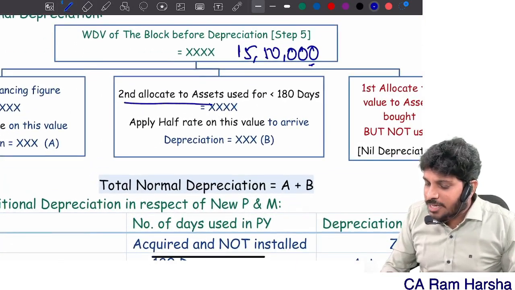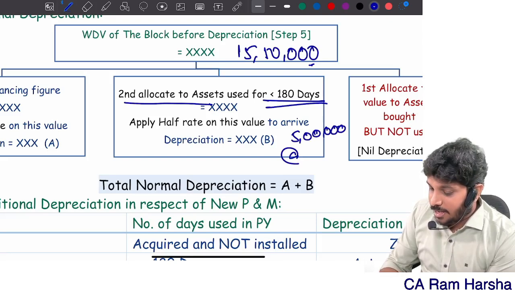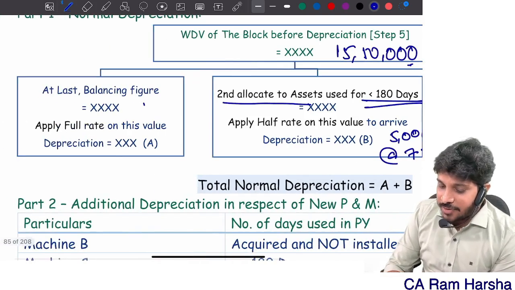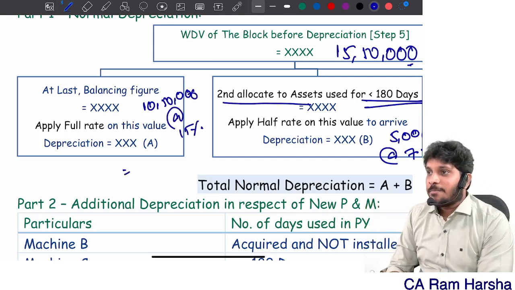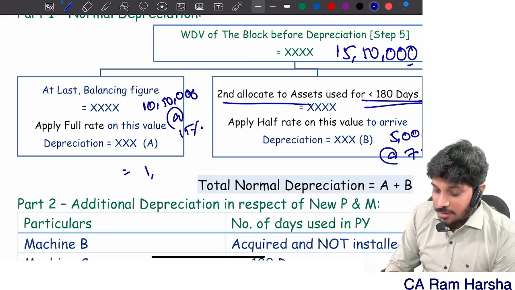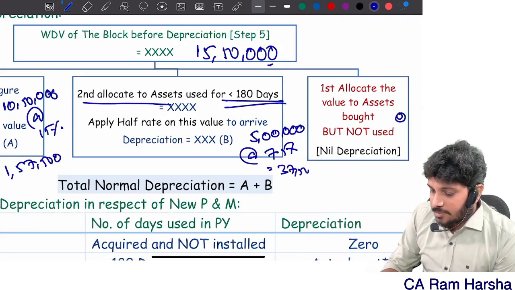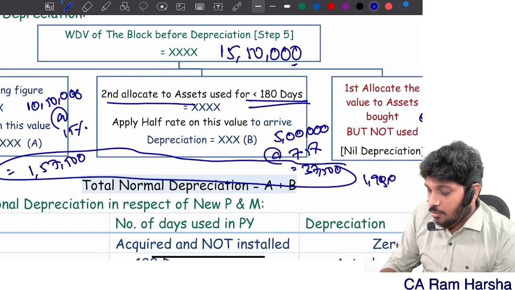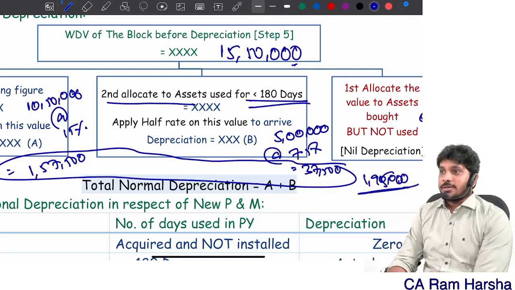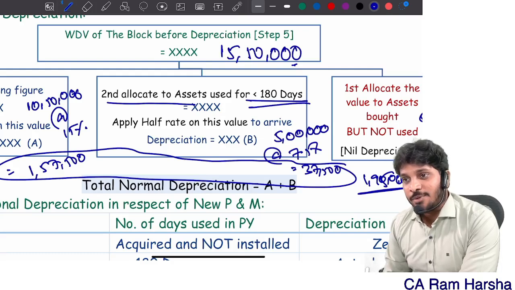Is there any asset which we purchased and used at less than 180 days? Yes. How much is it? Multiplied by 7.5%. Balancing figure 10 lakh 50,000 multiplied by 15%. How much is the answer? 1 lakh 50 plus 1 lakh 57,500, whereas here 37,500. Total depreciation 1 lakh 95,000. How many of you got the right answer? Fantastic. You applied the same logic and got the answer. Very good.